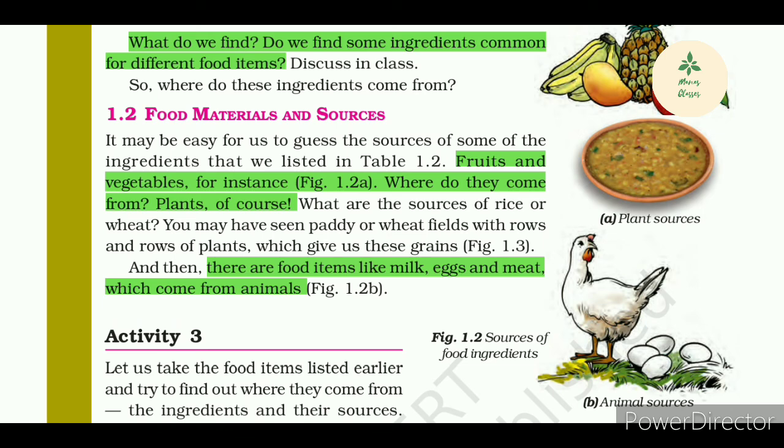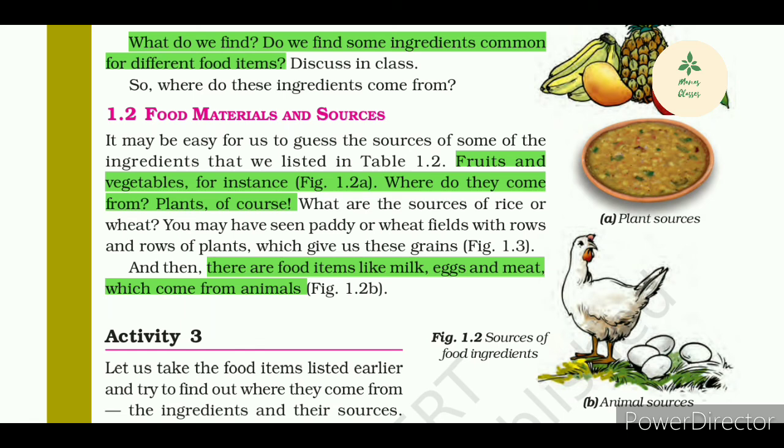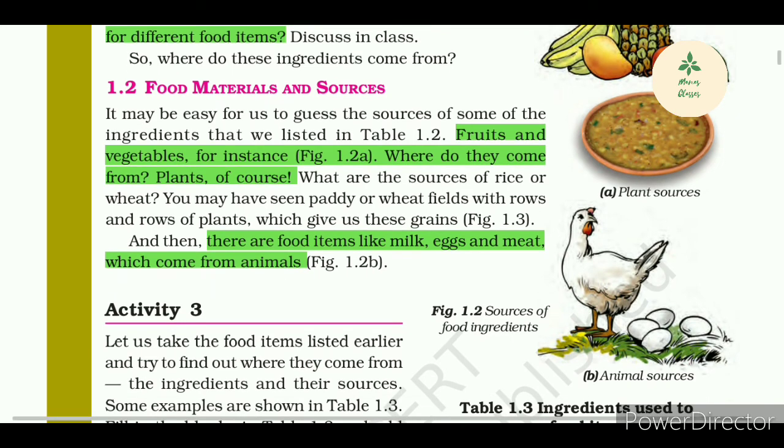Okay, now food materials and sources. We are going to discuss food materials and their sources. Fruit and vegetables, go through the underlined or highlighted point. Fruit and vegetables, for instance, where do they come from? Yes, obviously plants. Whatever fruit we get comes from plants. There are mainly two sources of any food: first is animals, second is plants.